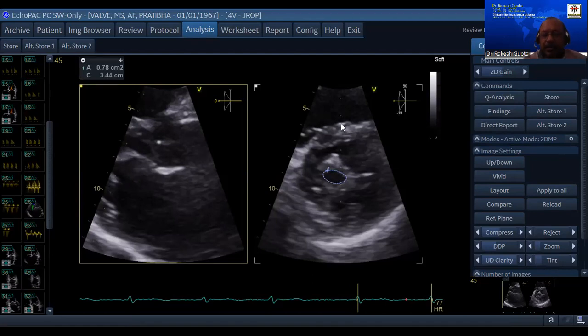Is that clear? So we'll go from the plaques window to the parasternal short axis view, and from short axis view we'll go to the papillary muscle. From the papillary muscle we go towards the mitral valve, and as soon as we reach the mitral valve, it will give us a mitral valve area.